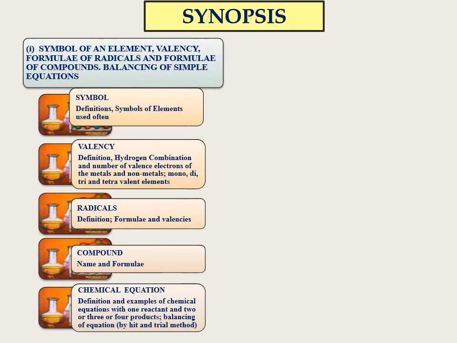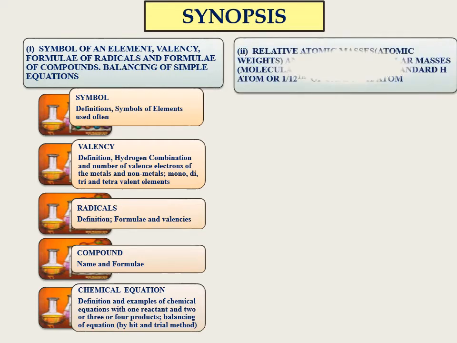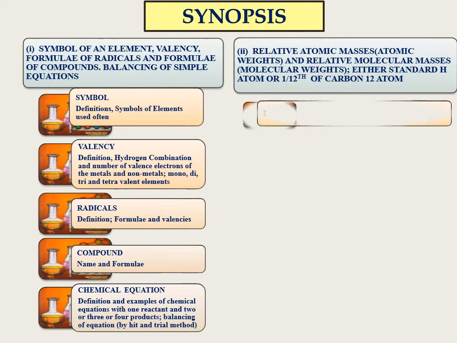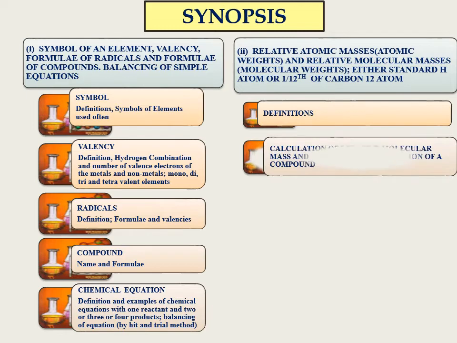The second part of the chapter is relative atomic masses, that is atomic weights, and relative molecular masses, that is molecular weights, either standard H atom or 1/12 of the carbon 12 atom. In that we have definitions and calculation of relative molecular mass and percentage composition of a compound.